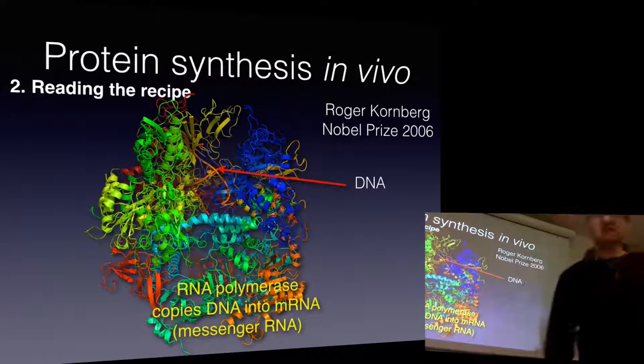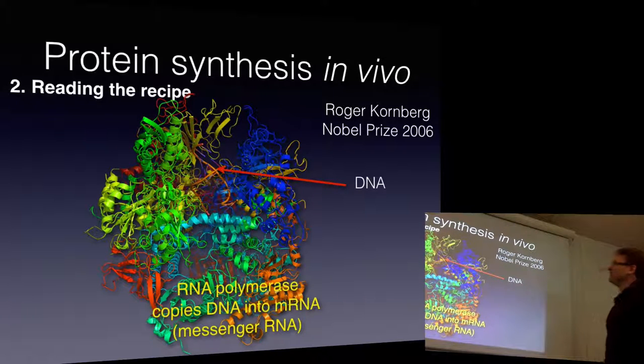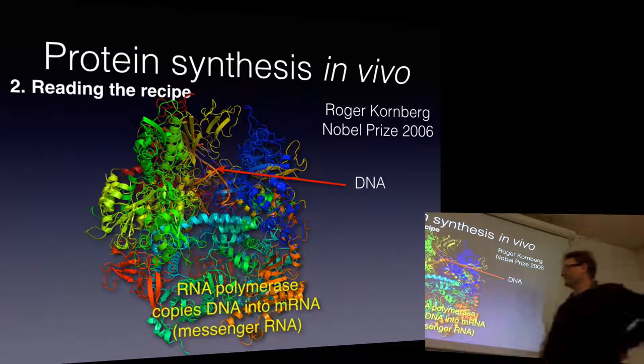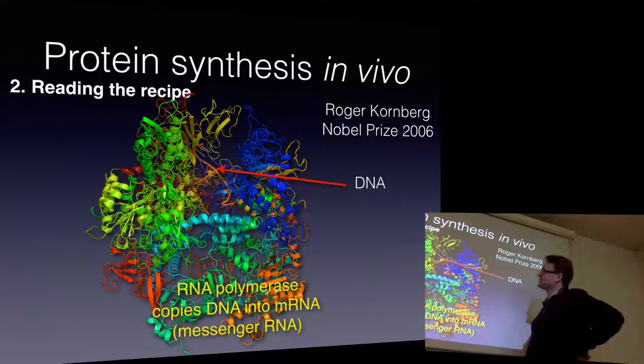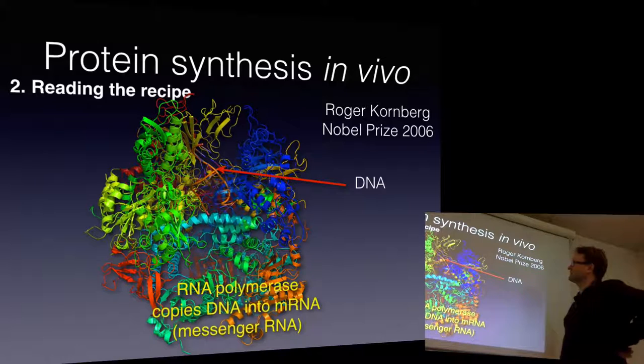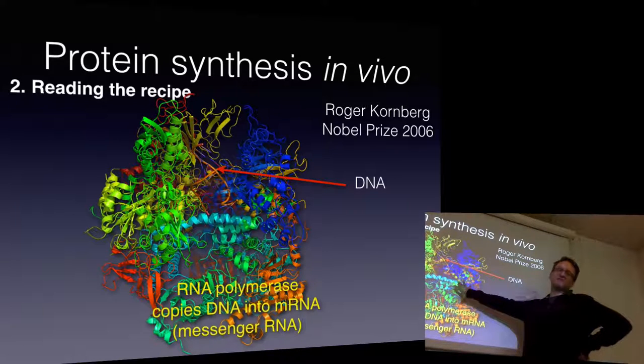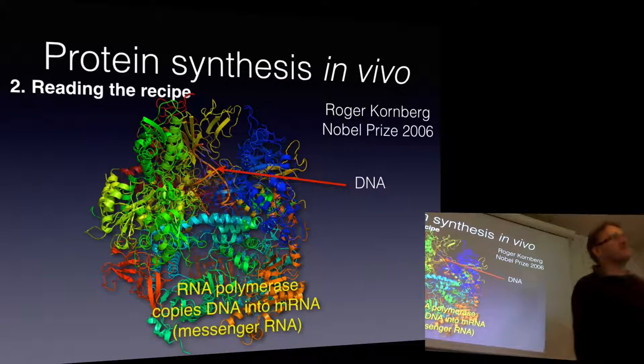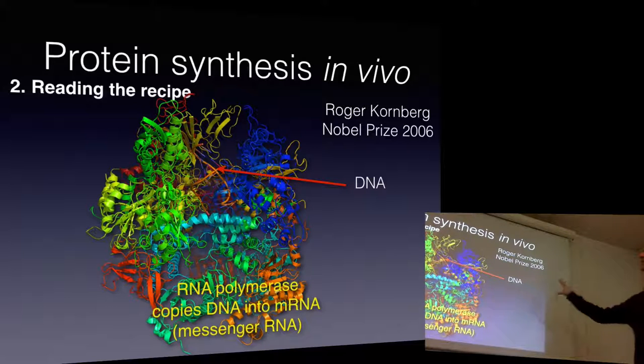The next part is that you need to copy the DNA into RNA, messenger RNA actually, but that's not what we care about right now. This is an even more amazing molecule. This is also a prize, or in this case, Roger Kornberg, he pretty much got the prize for one paper describing the structure of the RNA polymerase. RNA polymerase 2 even. Is this really so late?